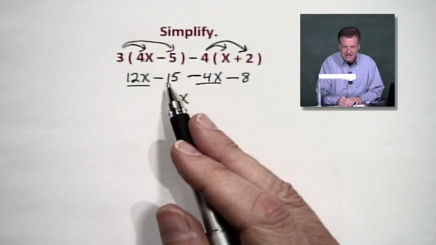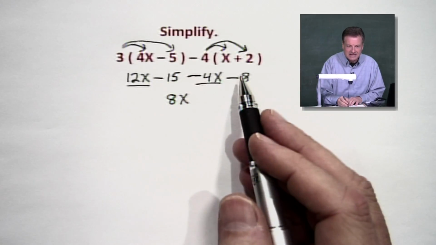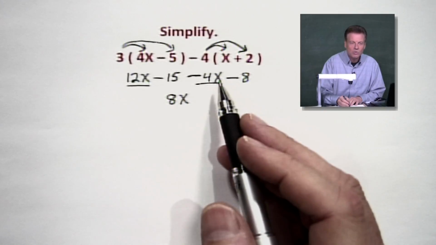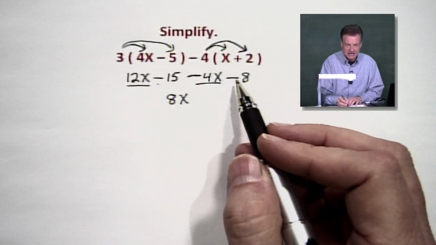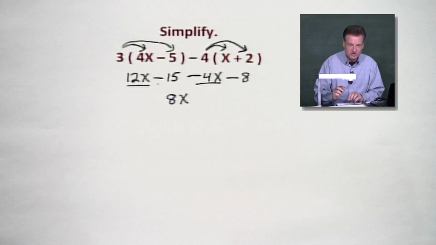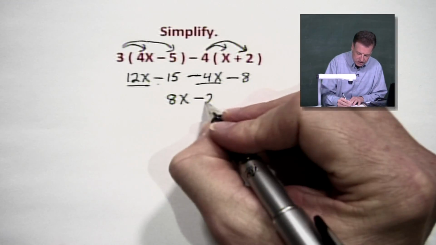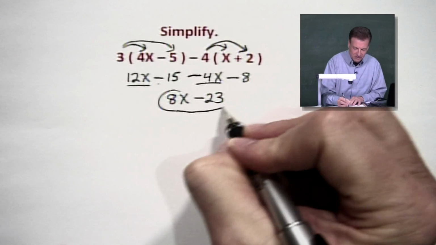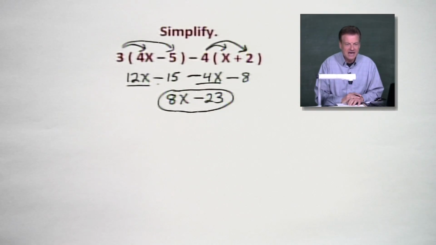And then I've got this minus 15, and I've got a minus 8. Now, that doesn't mean we're going to say 15 minus 8 and be done with it. We're going to say a negative 15 minus 8. That's what you've got to watch out for, your signs. It's going to give us minus 23, because those simply get added together. And your final simplified expression is 8x minus 23.